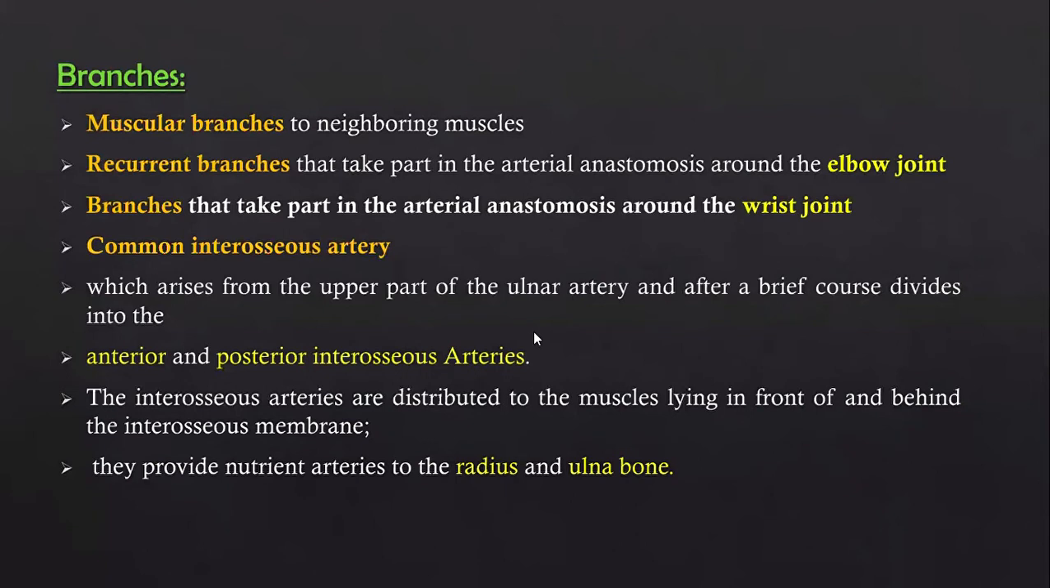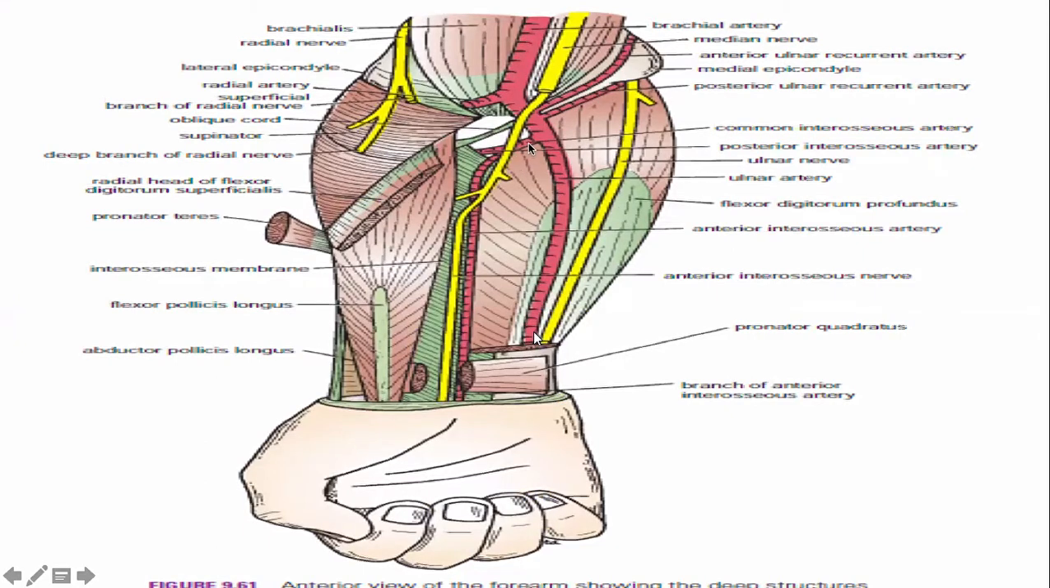Another branch is the common interosseous artery. So this is the common interosseous artery. It's a branch of the ulnar artery. The common interosseous artery divides into the posterior interosseous, which lies behind the interosseous membrane, and the anterior interosseous artery in front of the interosseous membrane.